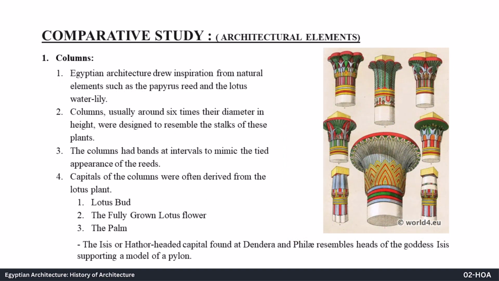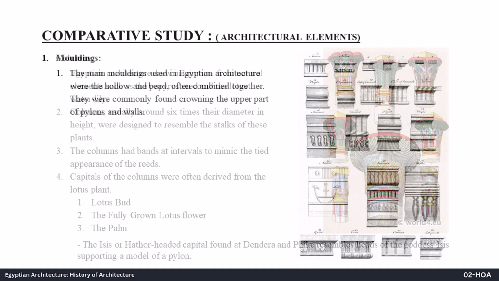Columns. Egyptian architecture drew inspiration from natural elements such as the papyrus reed and the lotus water lily. Columns, usually around 6 times their diameter in height, were designed to resemble the stalks of these plants. The columns had bands at intervals to mimic the tied appearance of the reeds. Capitals of the columns were often derived from the lotus plant. Lotus bud. The fully grown lotus flower. The palm. The Isis or Hathor-headed capital found at Dendera and Philae resembles heads of the goddess Isis, supporting a model of a pylon.